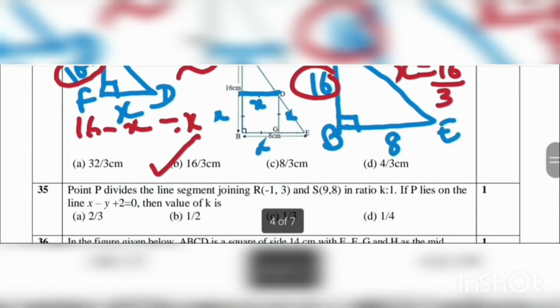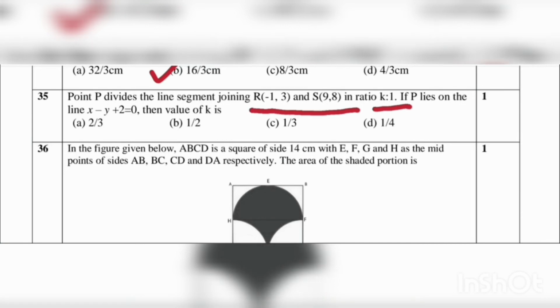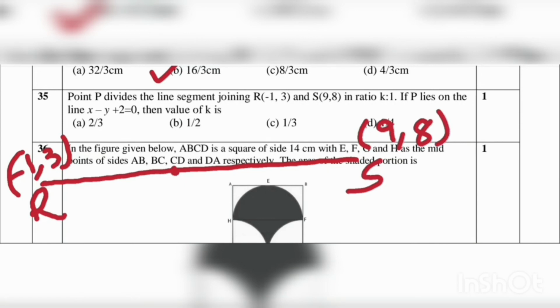Point P divides the line segment joining R and S in the ratio k to 1. There is a point P which divides the line joining R and S in k to 1 ratio. If P lies on this line, then what is the value of k? Now understand this question. There is a line which joins R and S. Point R is (minus 1, 3), S is (9, 8), and there is a point P, it may be anywhere, which divides this line in k to 1 ratio.